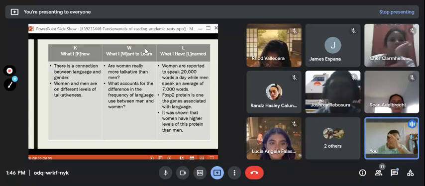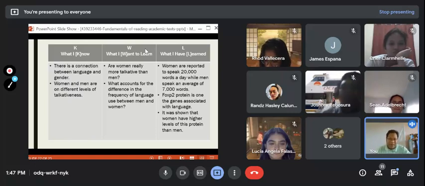So let's examine what this person already knows. This person knows that there's a connection between language and gender. This person also knows that women and men are on different levels of talkativeness. So that's already a stock of knowledge that the person has.